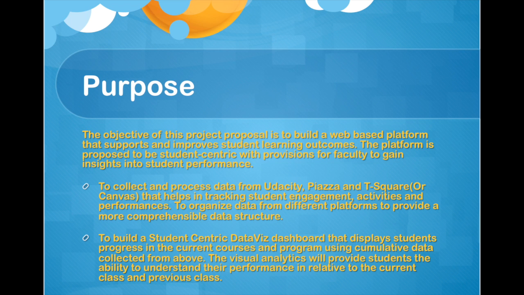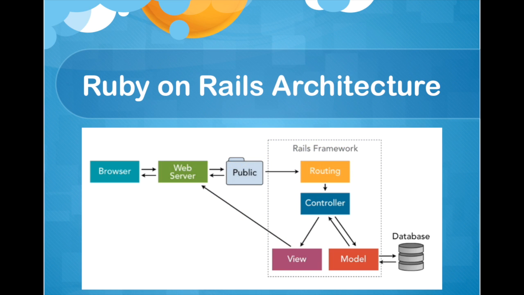The first objective is to collect data from various sources like Udacity, T Square, Piazza, and peer feedback, then organize the data to provide a comprehensible data structure. To build a data visualization dashboard to display student progress, the visual analytics will provide students the ability to understand their performance relative to the class.